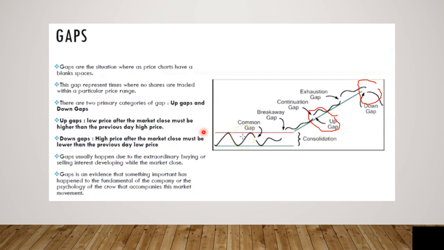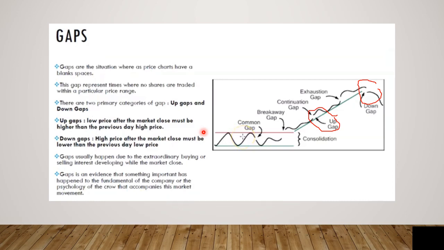Let's take an example. The previous closing price, meaning yesterday's price, is 2 ringgit. The next day the market opens at 2 ringgit and 50 cent. So you can see that there is a 50 cent gap here. We call it a gap up, meaning the market opens with a gap up, because the market opens higher than the previous close of 2 ringgit.